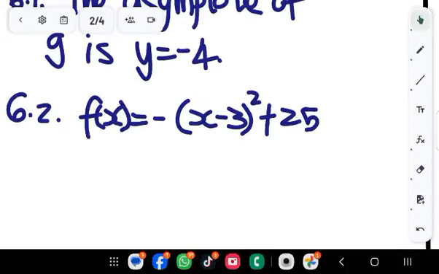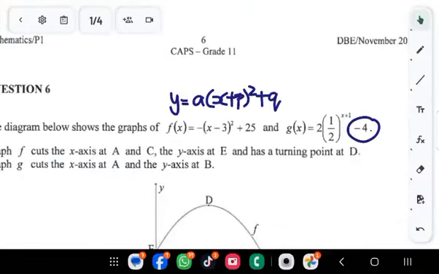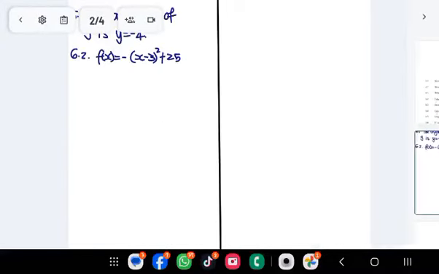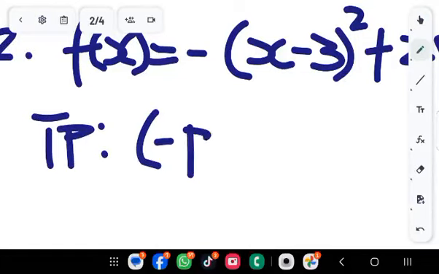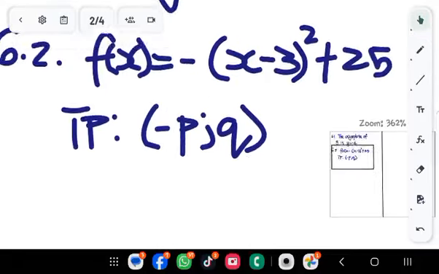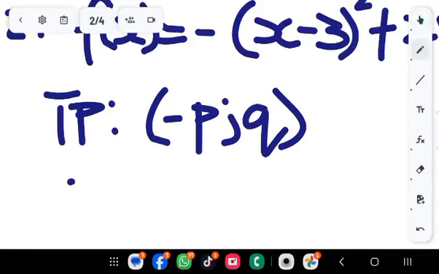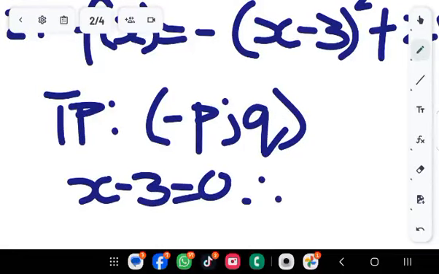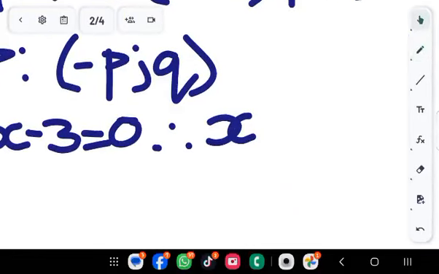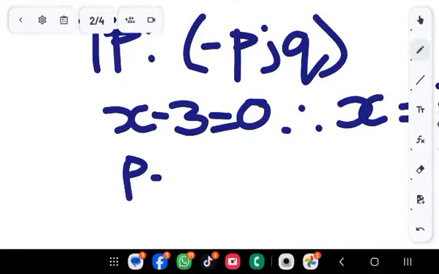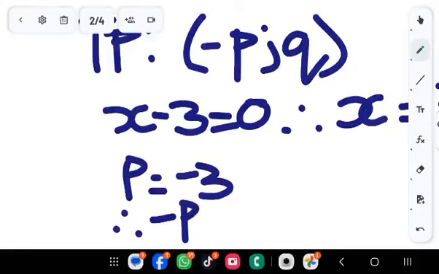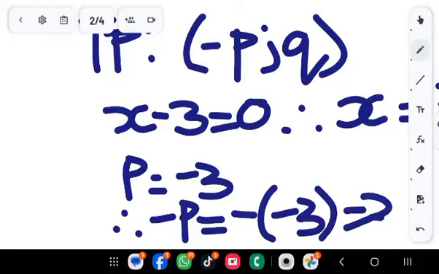Let's just double check this, and that is correct. So therefore, the turning point when your standard format is this is (negative p, q). Now we need to find what p is. Now here, x minus 3 equals 0. That's how you find p. Therefore, x equals 3. That is your minus p. Remember, your p is negative 3. Therefore, minus p will be minus (negative 3), which gives us positive 3.